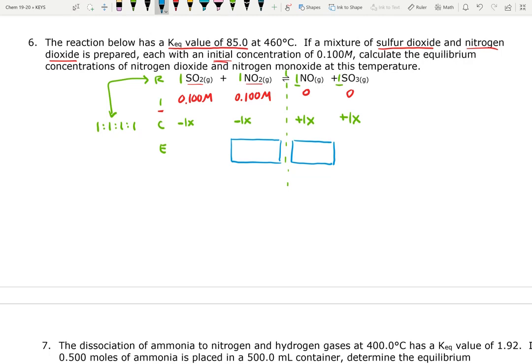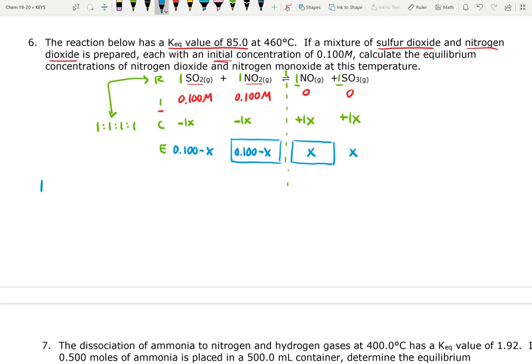So what does that give me for my bottom line? Well, this will be 0.100 minus X. This will be 0.100 minus X. This will be 0 plus X. So that's just X. This will be just X as well. Now, that's not an answer, right? We don't have an answer for those two blue boxes yet, but we need to get one.